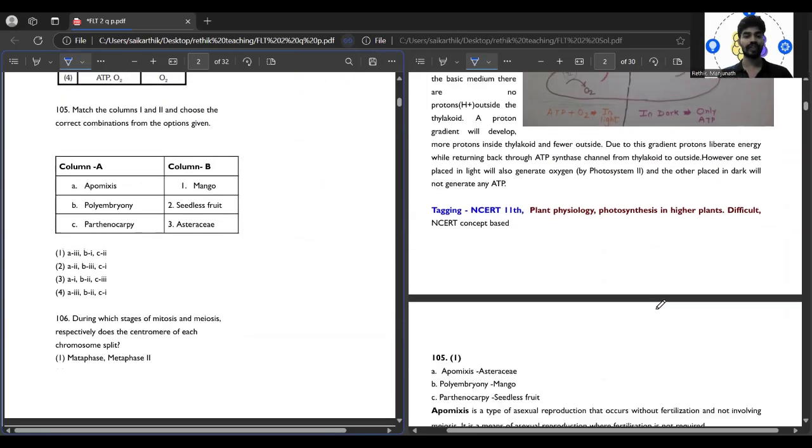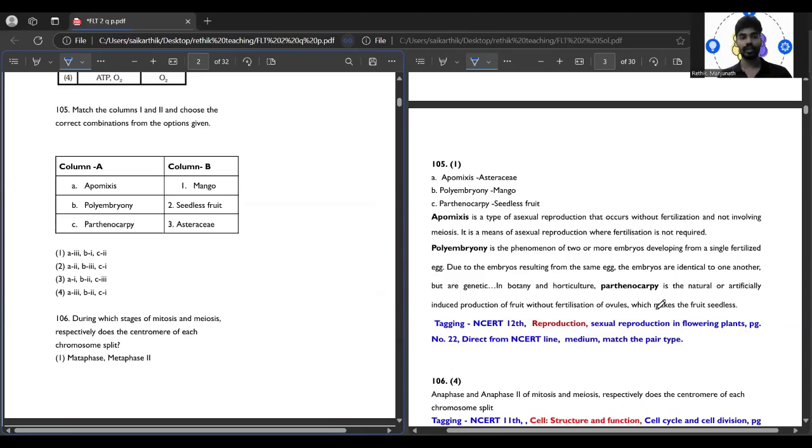Next, we'll move to 105. So, what is the 105 question? Match the columns, and you have to correctly match them. So, what is the very first? Apomixis. Then the second we have is Polyembryony. Then Parthenocarpy. So it is related to reproduction and sexual reproduction in flowering plants. So we have to choose the correct answer.